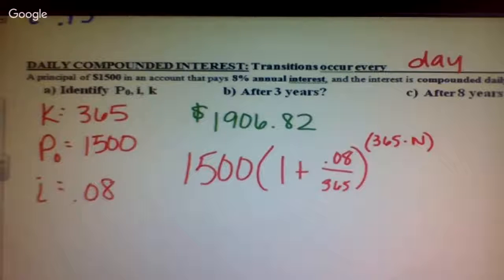$1,906.82 after 3 years. I didn't know if that was right. It is kind of low, to be honest. See, 8 years is 2,844. Okay, yeah, I don't know what you did.